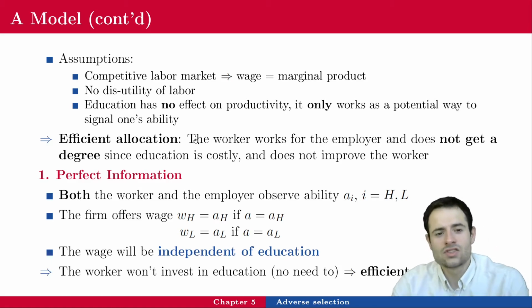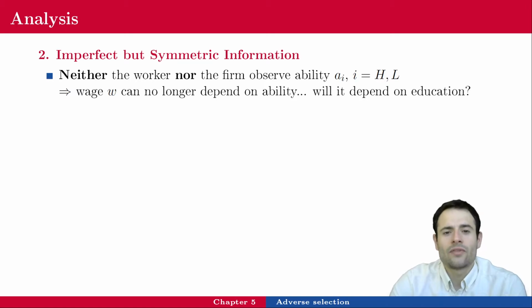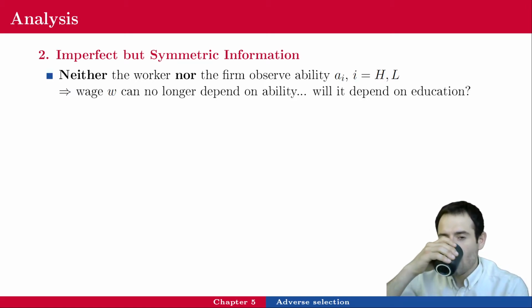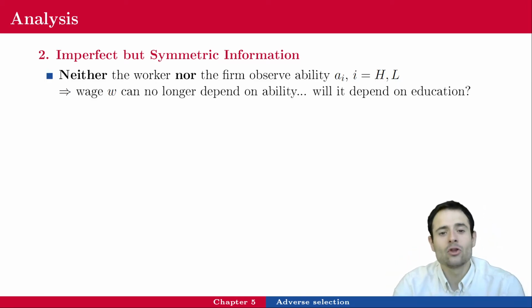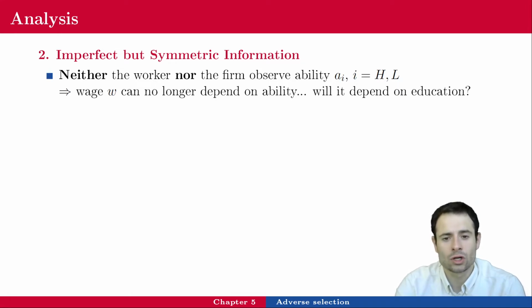Now, let's get into imperfect but symmetric information. So, in this case, neither the worker nor the firm observe the ability of the worker. So the wage cannot depend on ability anymore. Could it depend on education?